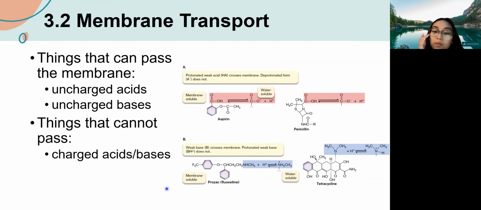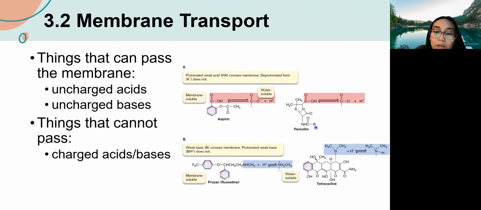And remember, maybe you learned this in chemistry, that acids and bases are in equilibrium. So you have the uncharged version and you have the charged version. So it's only the uncharged that can pass through the cell membrane. The charged versions that have a positive or negative charge cannot pass through the cell membrane. So that's kind of important, especially when we think about drugs.